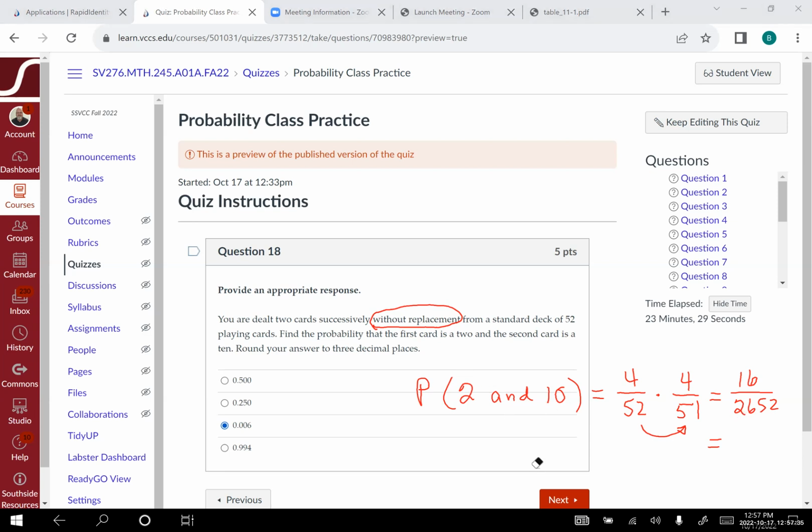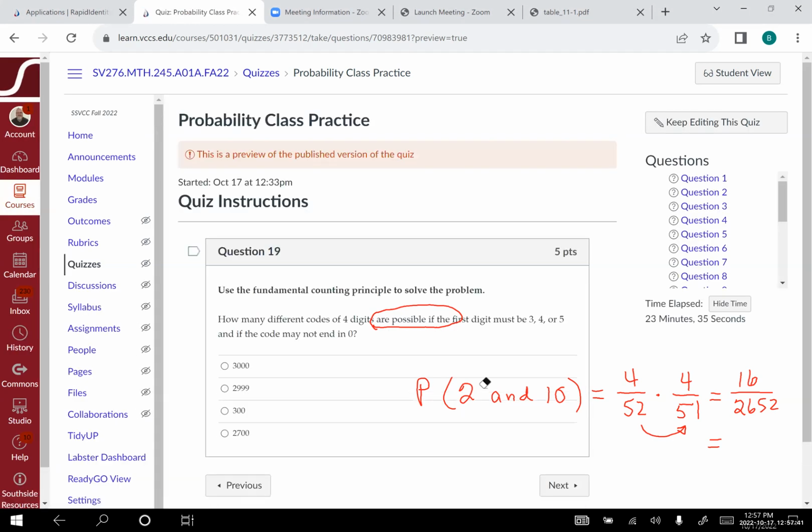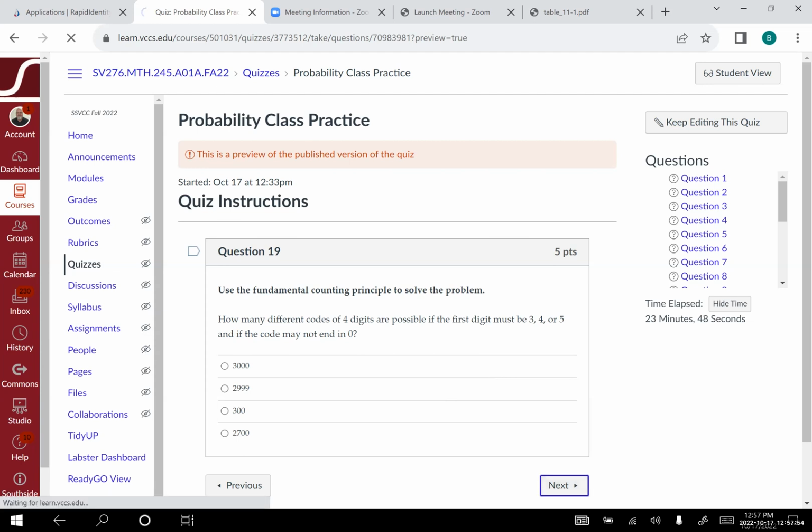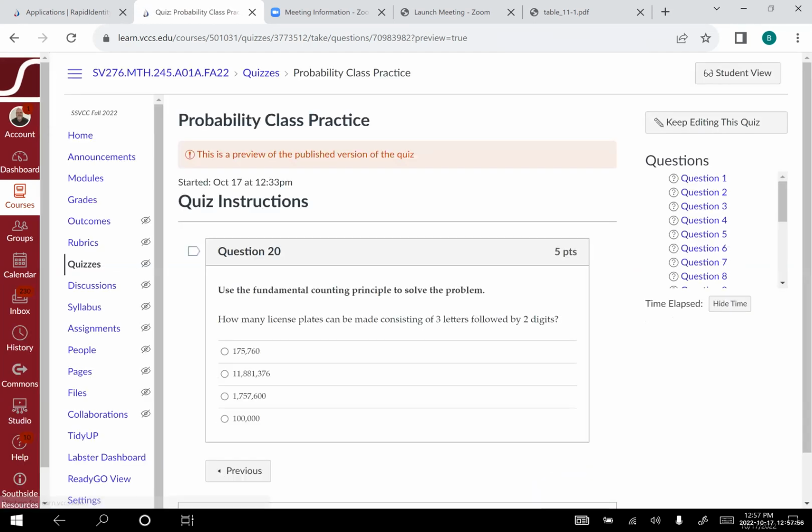And let's see, we'll finish this up. How many different codes are possible? Oh, that's a counting rule. I think I need to save that too, so we'll do that. That's a fun thing to do too. And that's a counting rule.